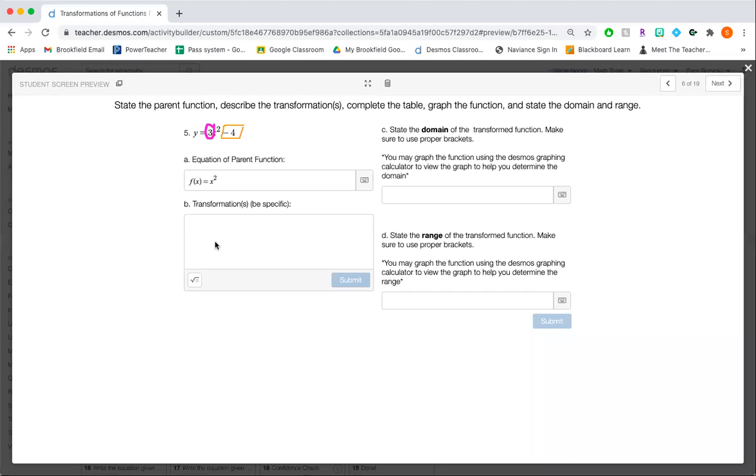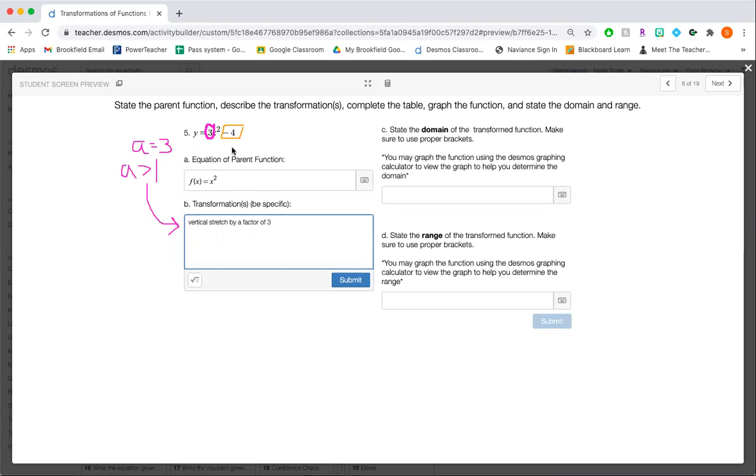So the 3 on the outside tells me that A equals 3. And we should know that when A is greater than 1, it's going to be a vertical stretch. And remember, when we're talking about vertical, stretch refers to the length of the function. So we're stretching and pulling it up. It will get skinnier, but we're stretching the length of it. We're stretching the y values.